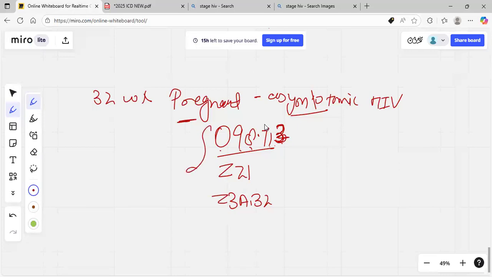So our answer should be this. Any questions, any doubts about how we reached the code? Any questions about the sequencing?